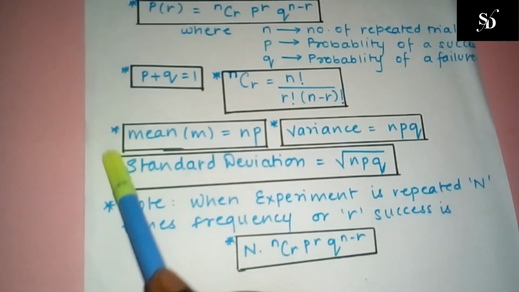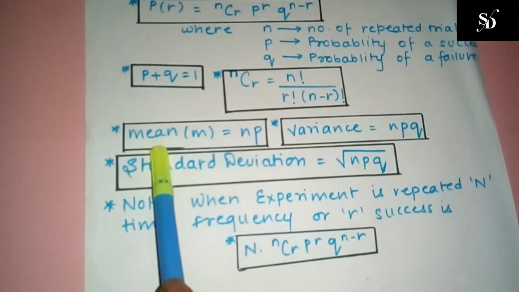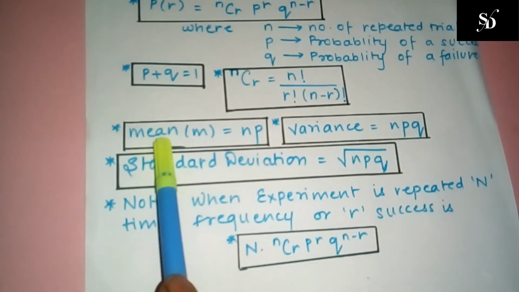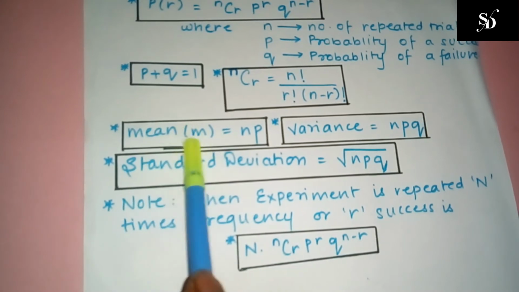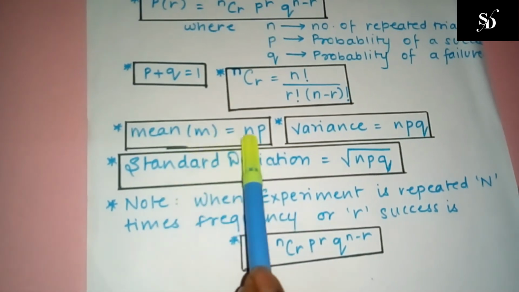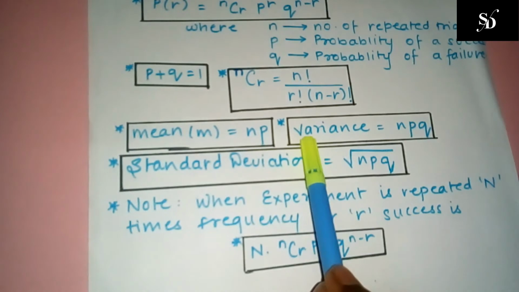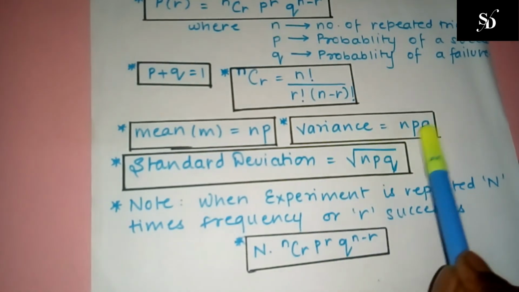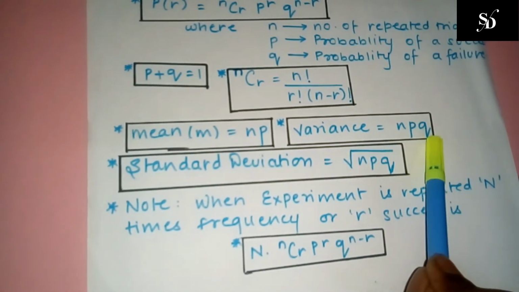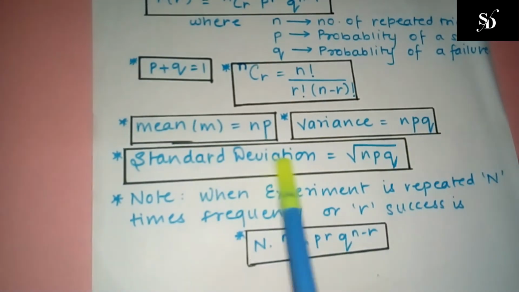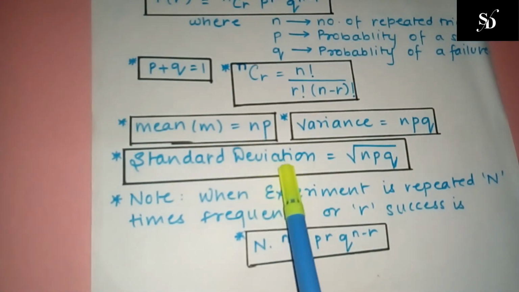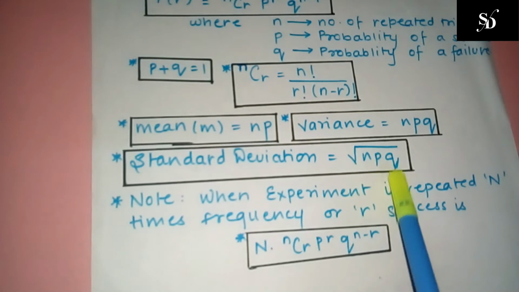Next we have the mean. These formulas also we will use during the sums. The mean is represented as M is equal to NP. Then the variance formula is variance equal to N into P into Q. Then the formula for standard deviation is equal to the square root of NPQ.